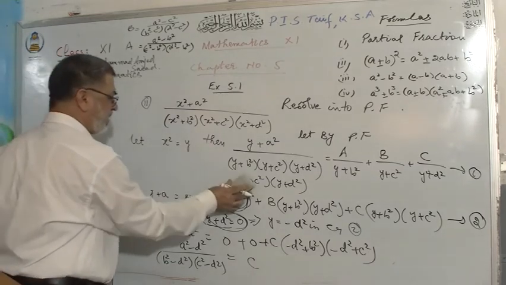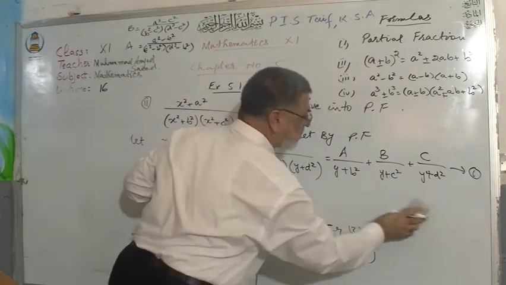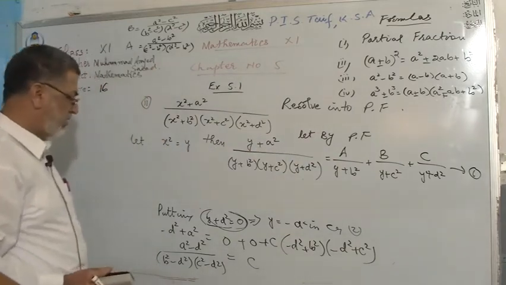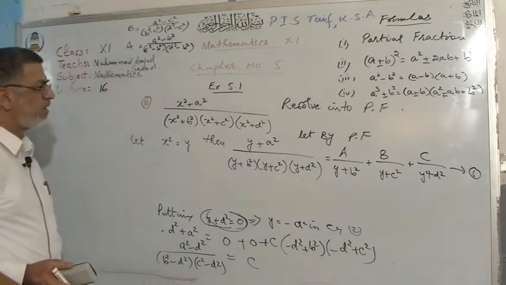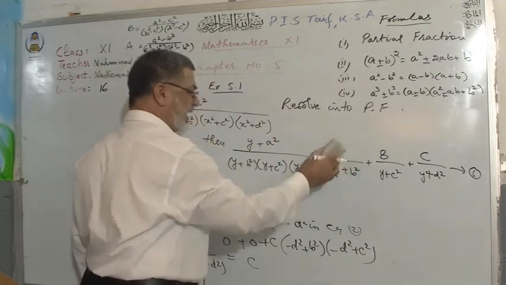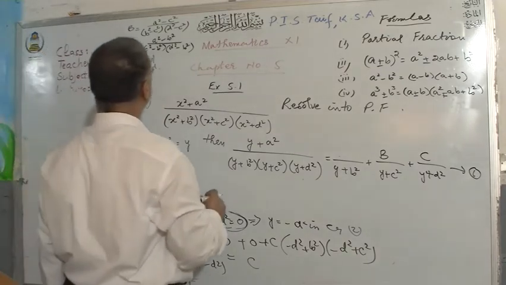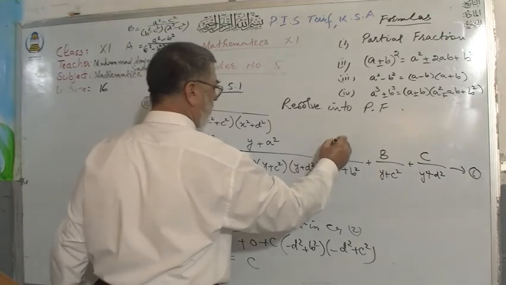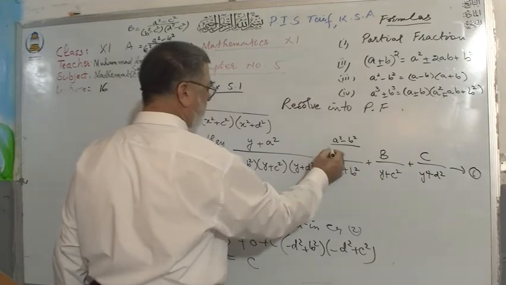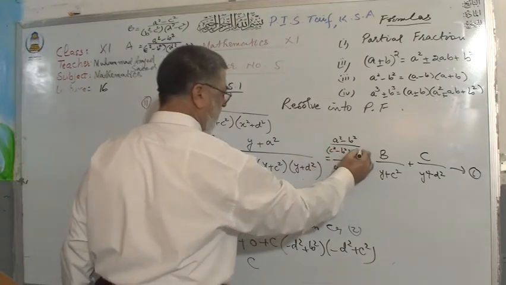So for the partial fraction now, using values of A, B, C in equation number 1. I am writing down the value of A. What about the value of A? A is a square minus b square over c square minus b square into d square minus b square.